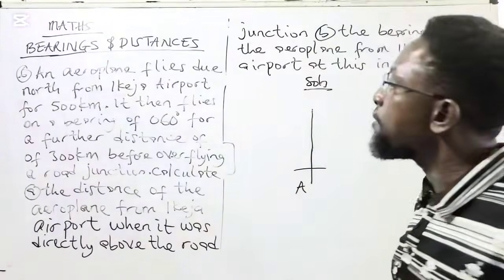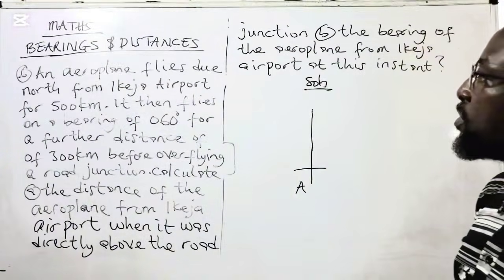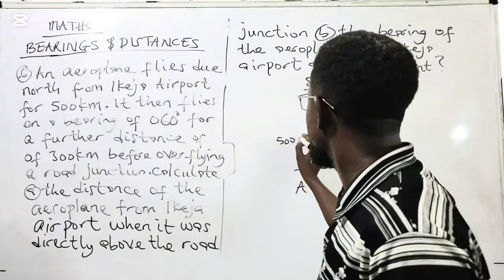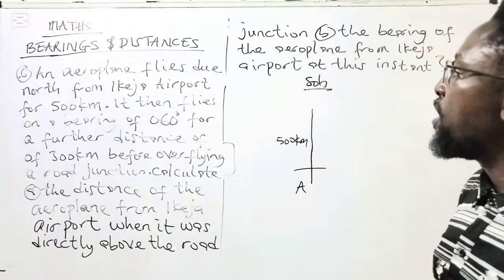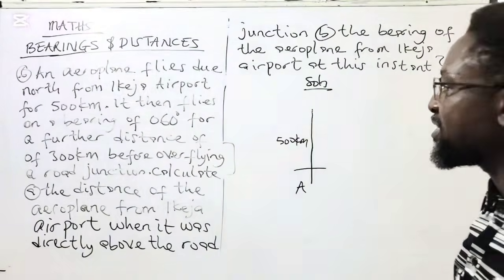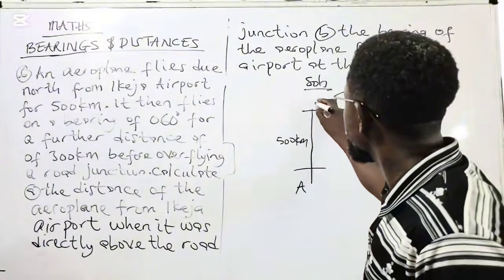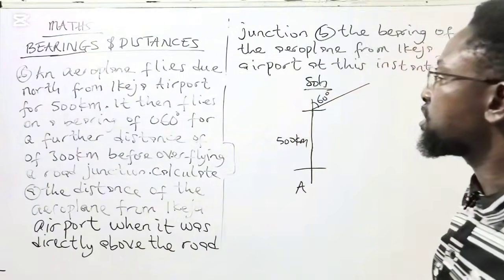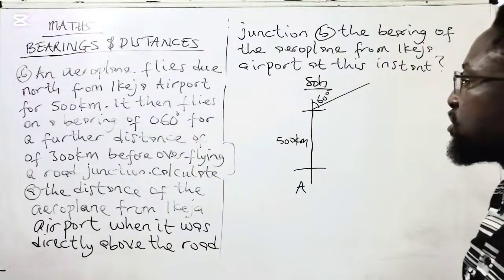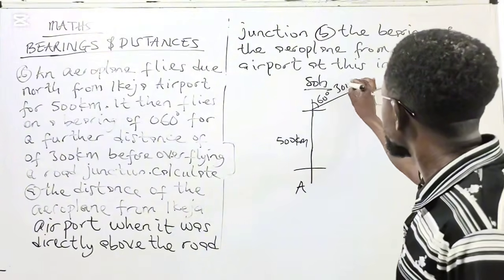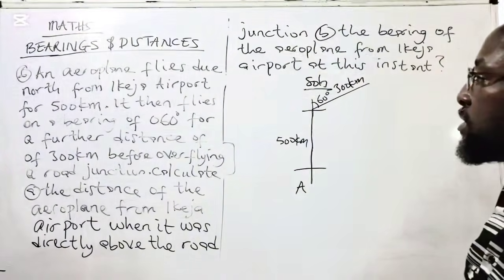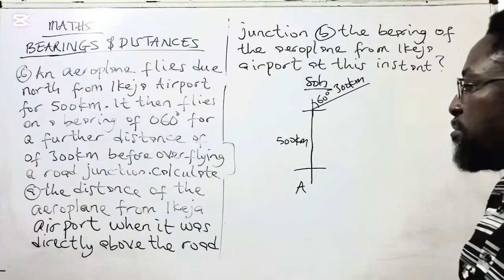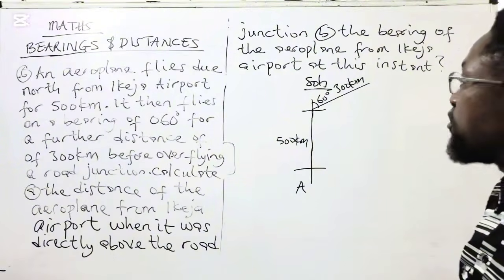Let's represent that with A. An airplane flies due north from Ikeja Airport for 500 kilometers. So let's say 500 kilometers. It then flies on a bearing of 060 degrees for a further distance of 300 kilometers before overflying a road junction. Calculate the distance of the airplane from Ikeja Airport when it was directly above the road.